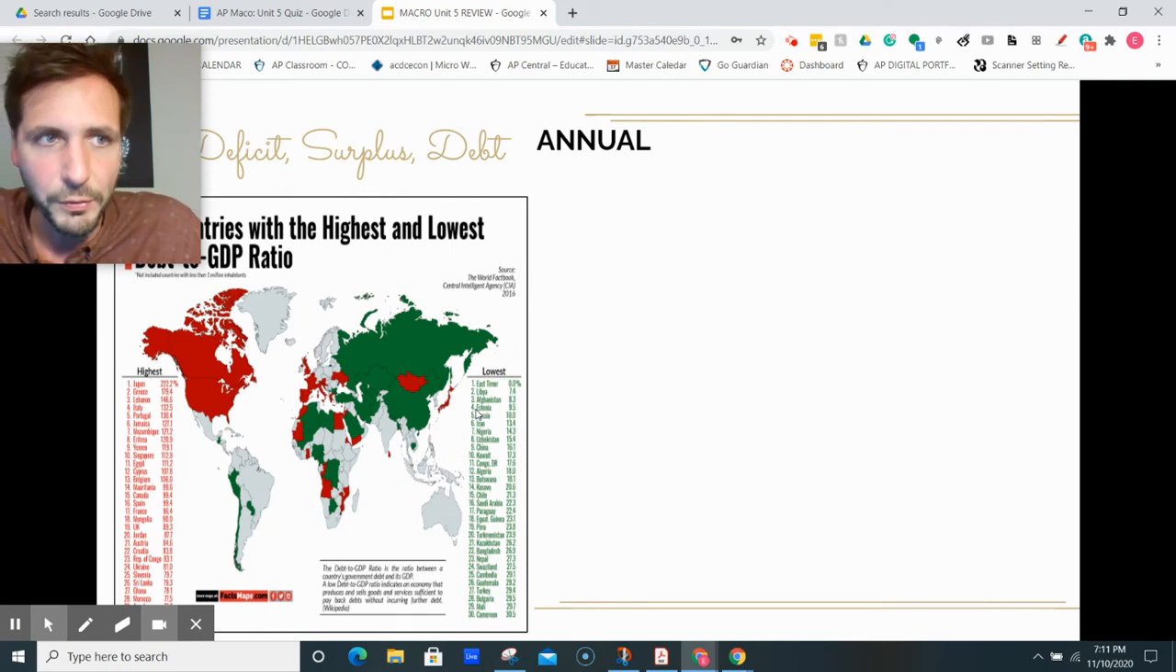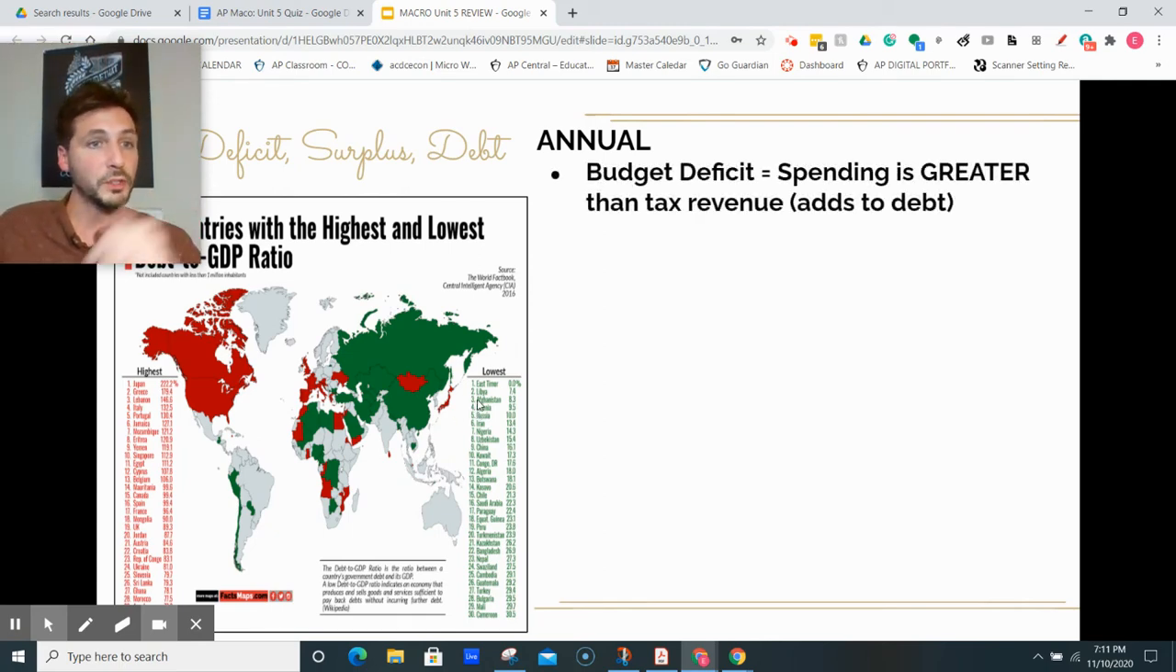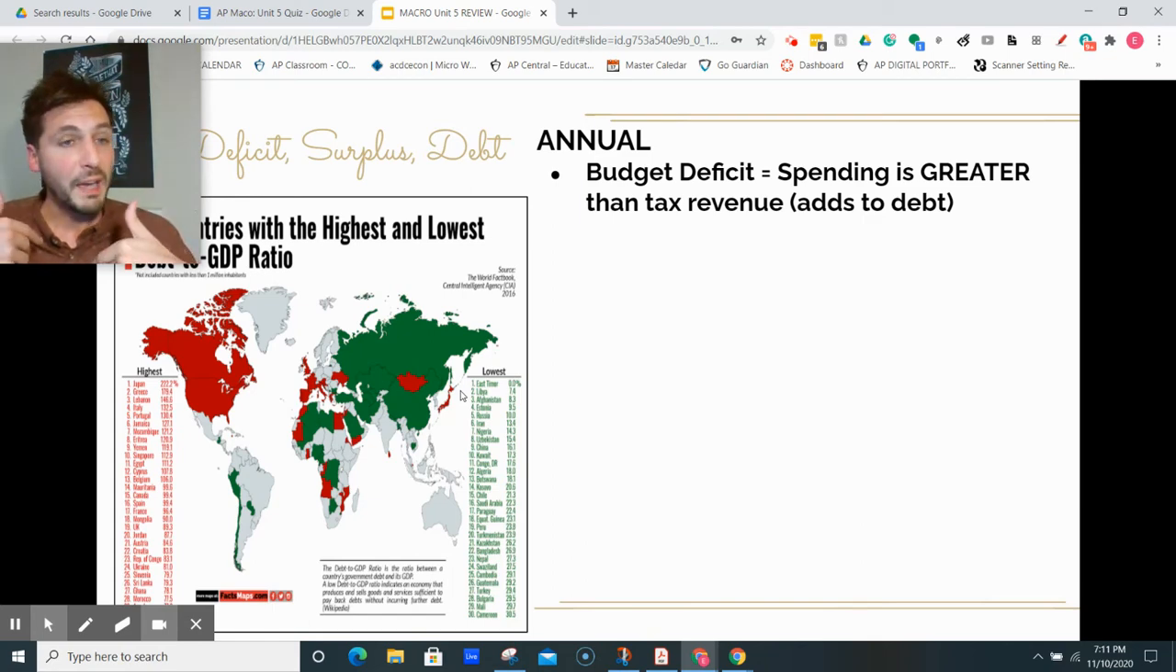Well, we know that deficit, surplus, and debt are all different things. So annually, a budget deficit is when the government spends more money than tax revenue that comes in, right? And that gets added to our national debt. So every year you can run a deficit as long as you're spending more than you're bringing in. So if I make $10,000 a year and I spend $50,000 a year, then I have a deficit of $40,000, right?